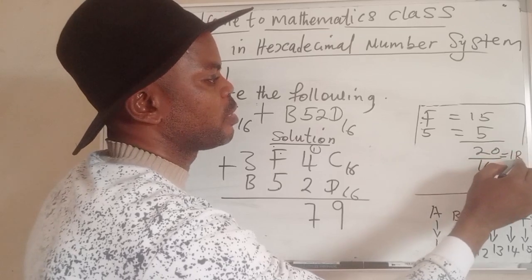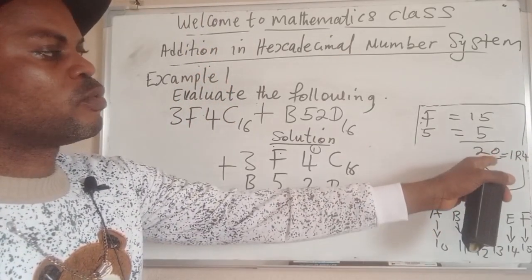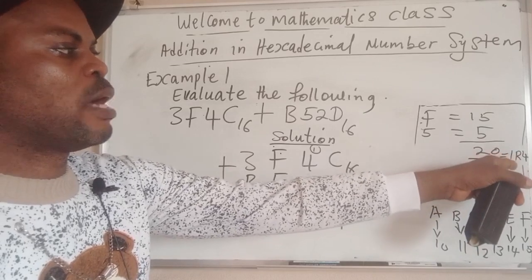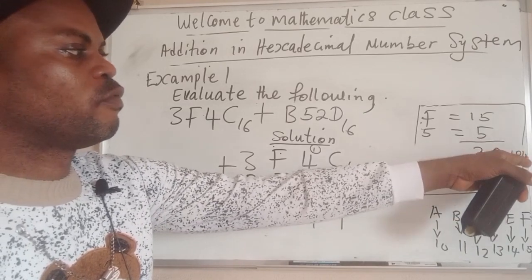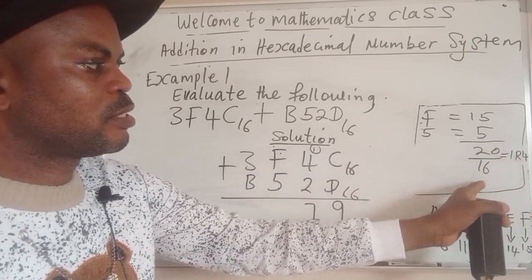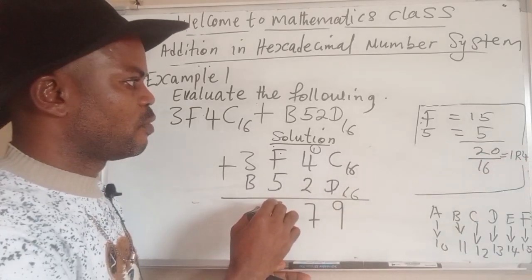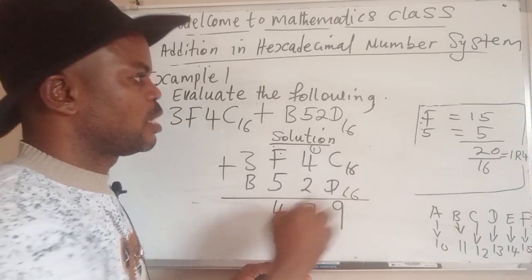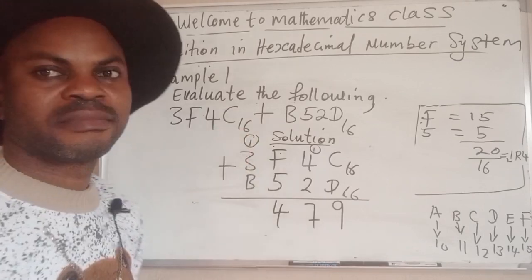1 remainder 4. Divide properly. How many 16s are inside 20? It is 1. What is the remainder? It is 4. Write down the 4 here. Carry this 1 over to the next line, to the very last line.